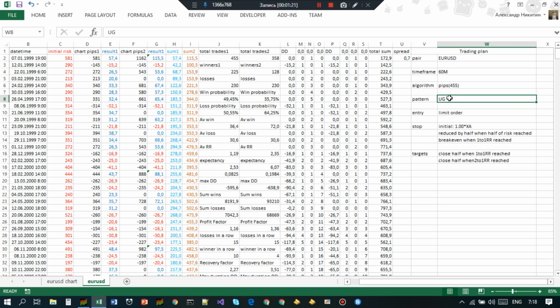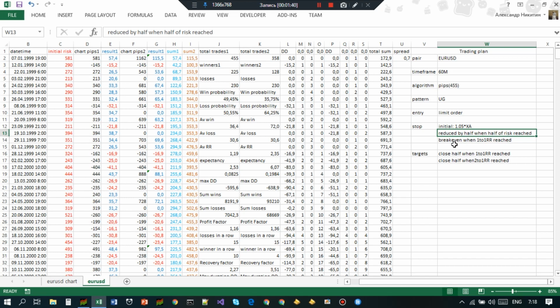Okay, the entry was simple. Limit order, initial stop loss was 1 plus 5%, so another mistake here. 5% above XA, and then we have some management. It is reduced by half when half of risk is reached.